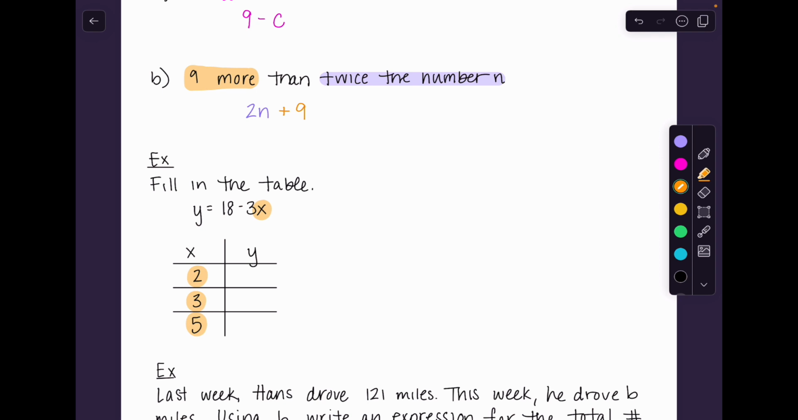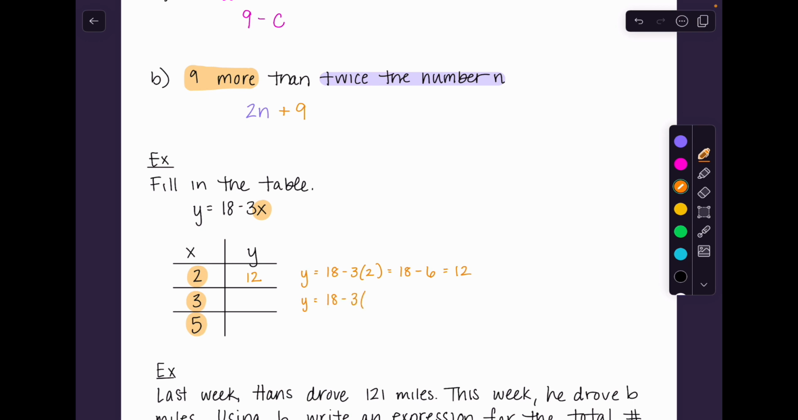So for the first one, we have y is equal to 18 minus 3x, and they're telling us that x is equal to 2. So going through with our order of operations, we have to do 3 times 2 first, which is 6, and then 18 minus 6 gives us 12. So when x is equal to 2, the y value is going to be 12. And remember, we can plot that on our rectangular plane. And now we just keep doing the same thing. We're going to replace x by all of these different values.